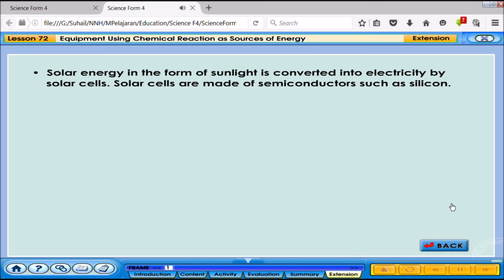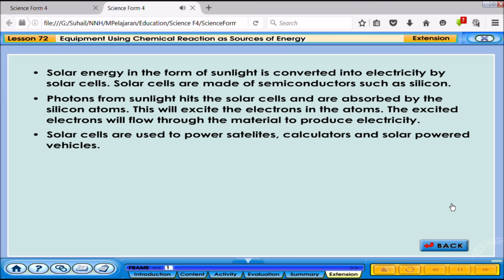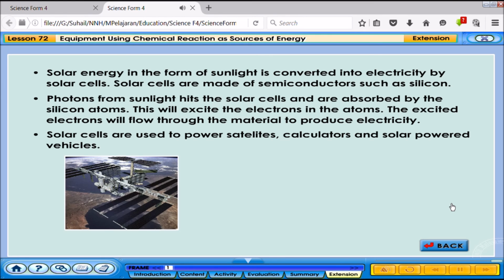Solar energy in the form of sunlight is converted into electricity by solar cells. Solar cells are made of semiconductors such as silicon. Photons from sunlight hit the solar cells and are absorbed by the silicon atoms. This will excite the electrons in the atoms. The excited electrons will flow through the material to produce electricity. Solar cells are used to power satellites, calculators, and solar-powered vehicles.